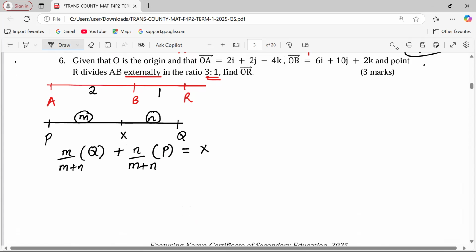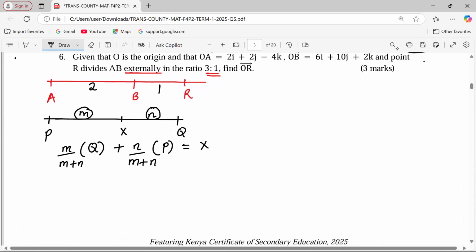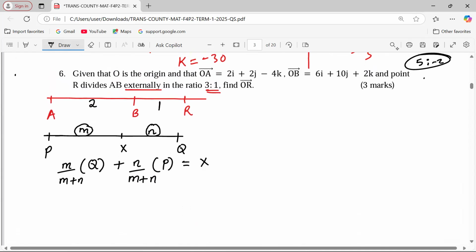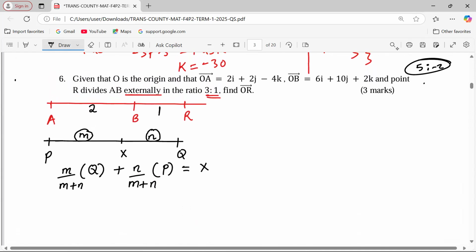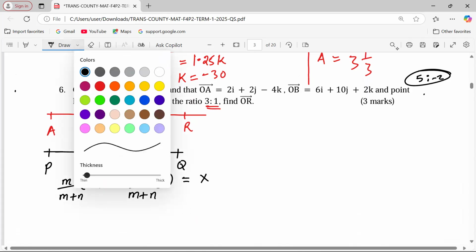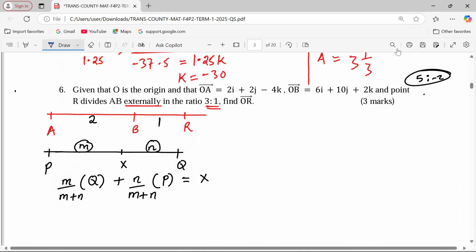Now with the general statement of the ratio theorem, according to the above analysis of A, B, and R, the coordinates of A can be determined. We are going to write vector A as a column vector instead of the position vector, whereby we shall have 2, 2, negative 4.